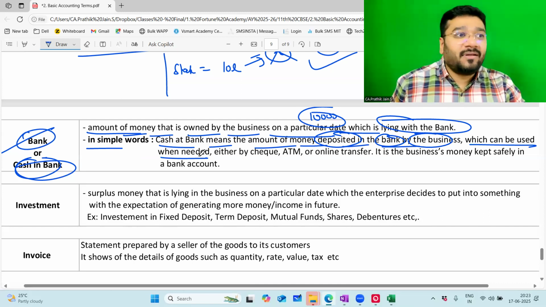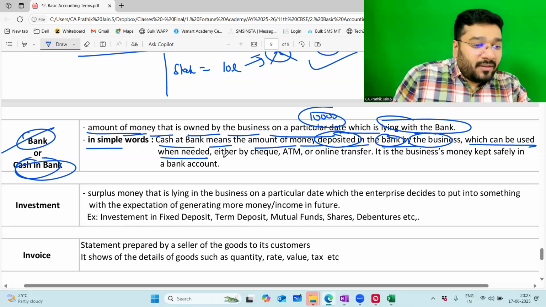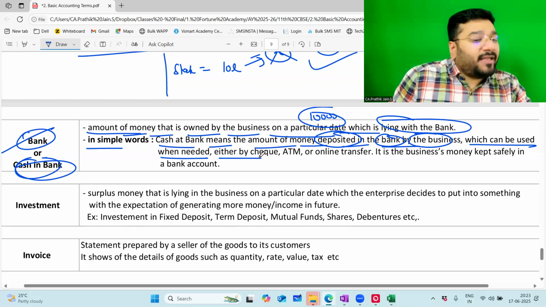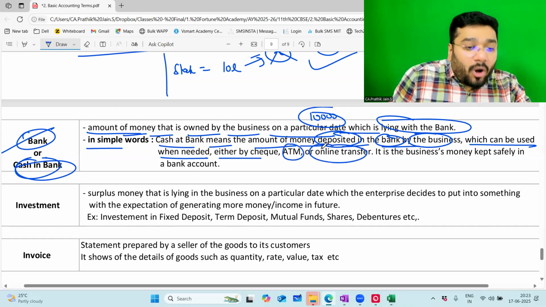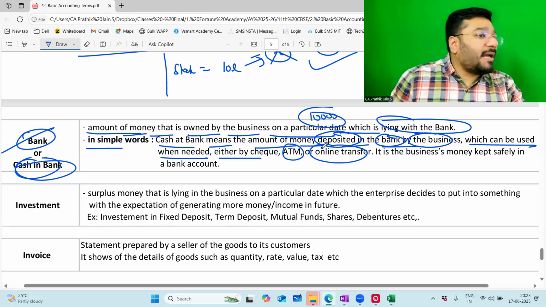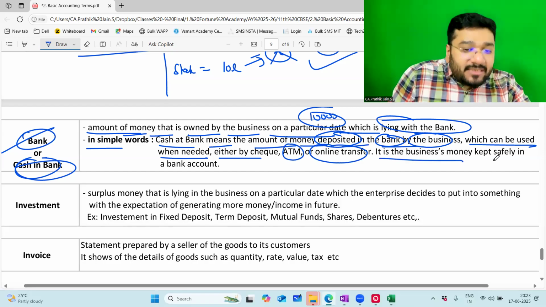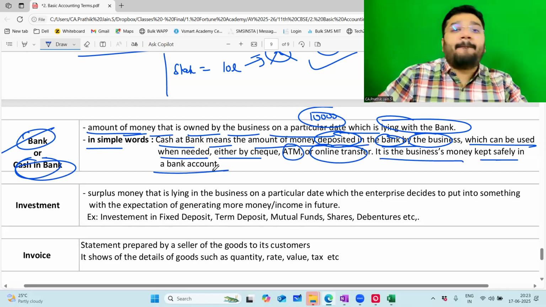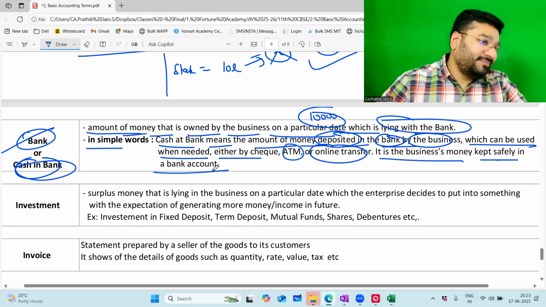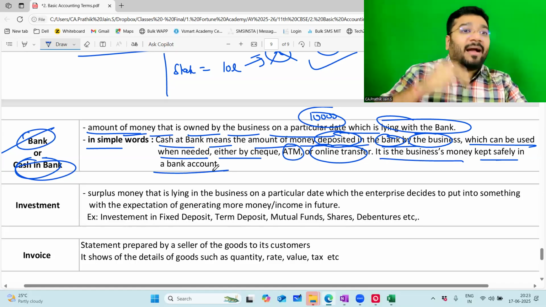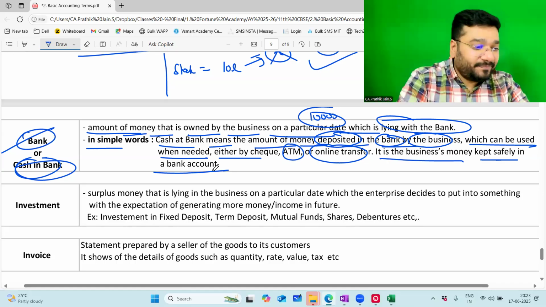This money you can withdraw by cheque, or using the debit card you can withdraw from an ATM, or you can do an online transfer: GPay, NEFT, RTGS, IMPS, etc. It is business money kept safely in the bank's custody under an account called a bank account, and that bank account is under your name. It's in your name. Any problem?